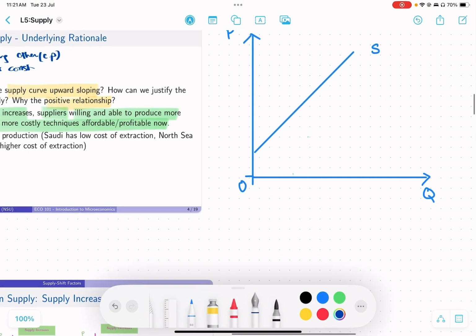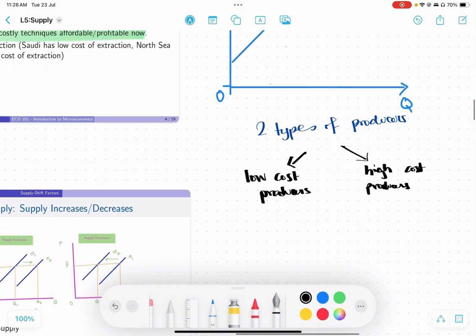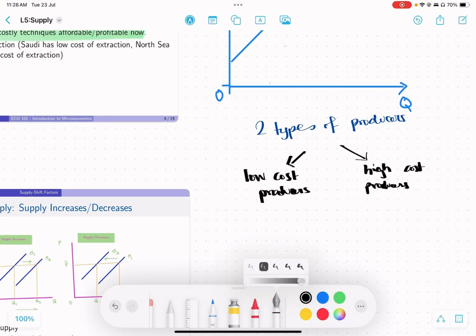So think of two types of producers. Let's say there are low-cost producers and there are high-cost producers. And let's put numbers here just because it's going to be easier for you. Let's say that for the low-cost producers, their cost of production is taka 100. And let's say for the high-cost producers, maybe they use some more expensive technology, whatever it is, their cost of production is taka 400.